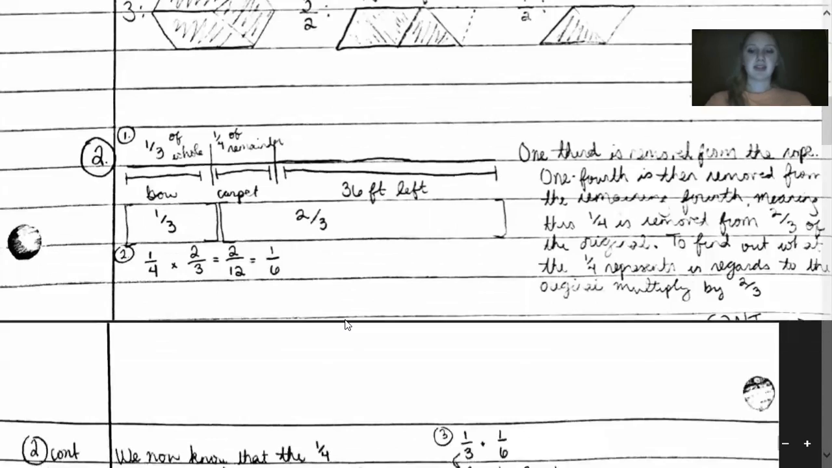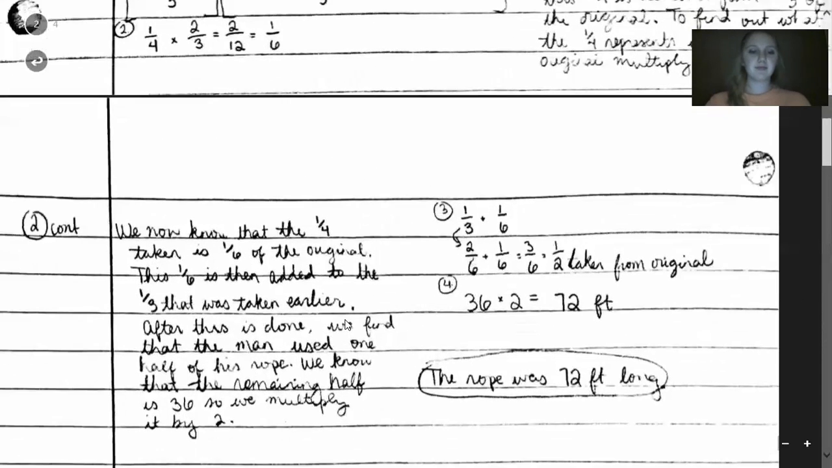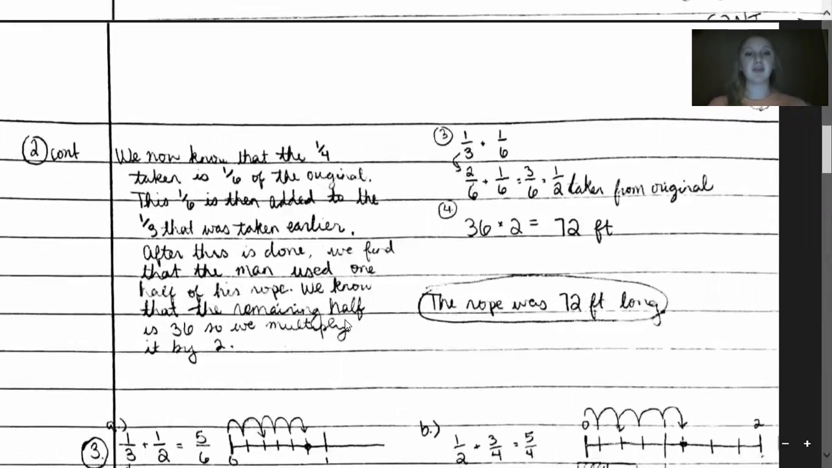And then moving down. So we now know that the 1/4 that is taken is 1/6 of the original rope. So then we would add the 1/3 that was taken earlier. So we can see we did that here. You make 1/3 into 2/6. 2/6 plus 1/6 equals 3/6, which equals 1/2. So in total, 1/2 was taken from the original piece.